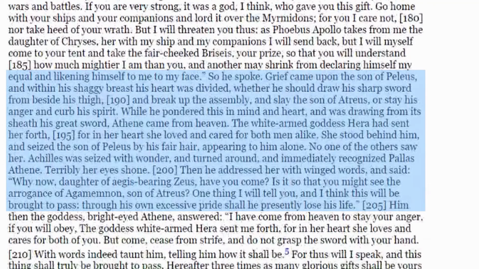Achilles' immediate response is he's of two minds, as Homer puts it. He's torn within his breast. On the one hand, he wants to just kill this guy. I'll kill Agamemnon right now.